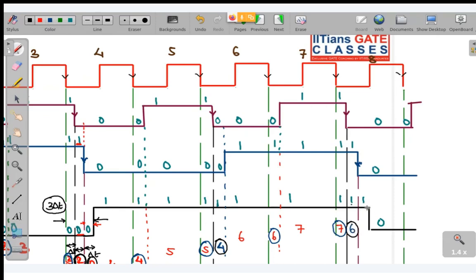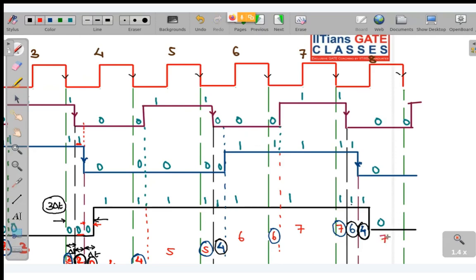And after that, once again, you can see this is 100. So that is 4. 4 is also unexpected. So this is your unexpected count. So I am going to encircle it with black color. And after that, once again, you are seeing what? You are getting 0. Okay.